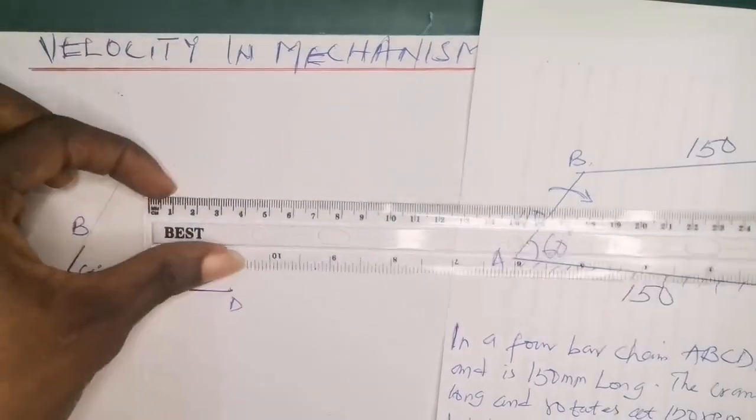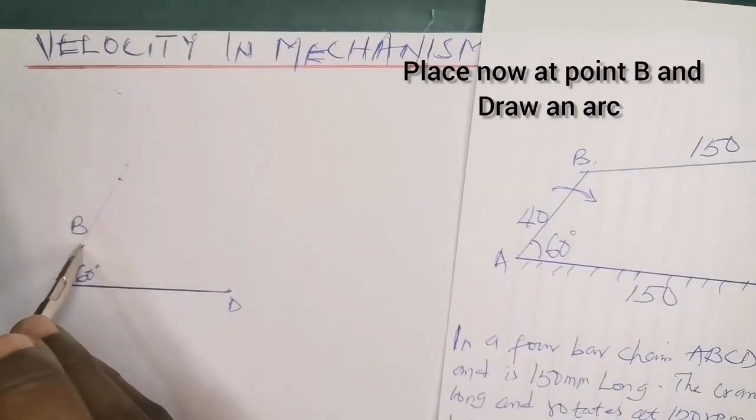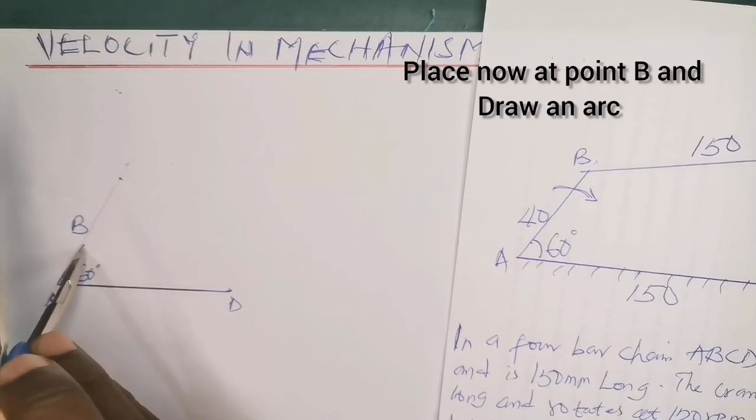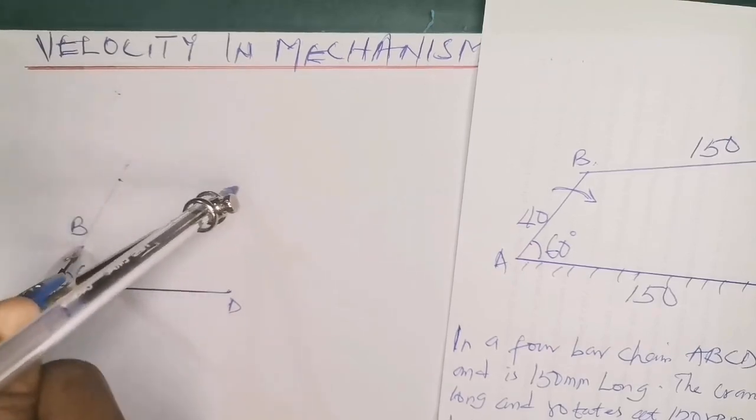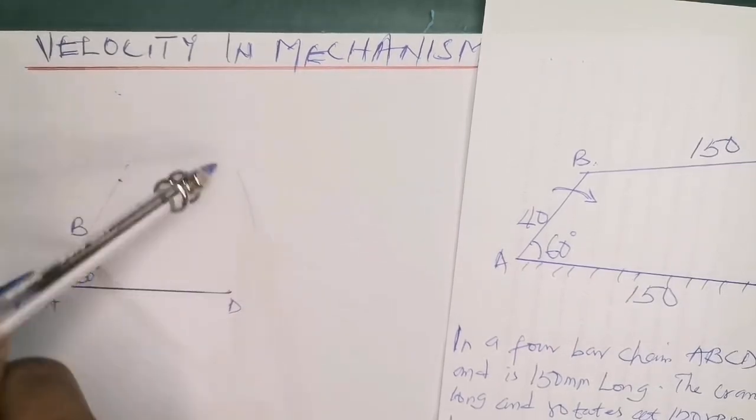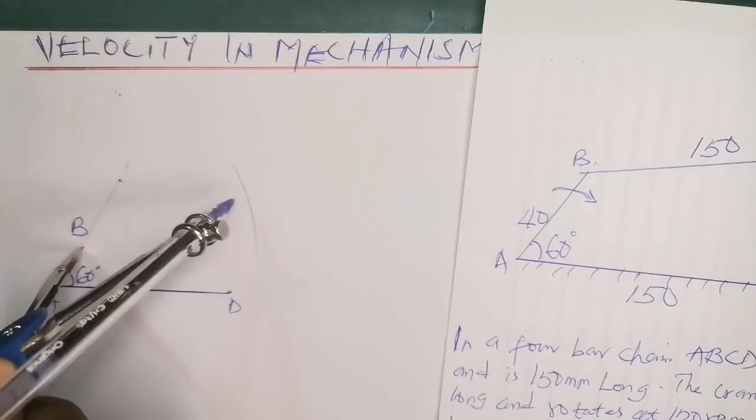All right, so you have that. Now you place it at point B, and you form an arc. You simply form an arc.